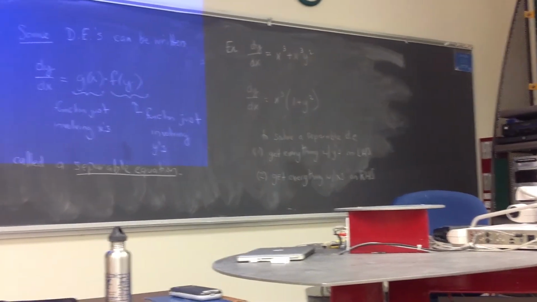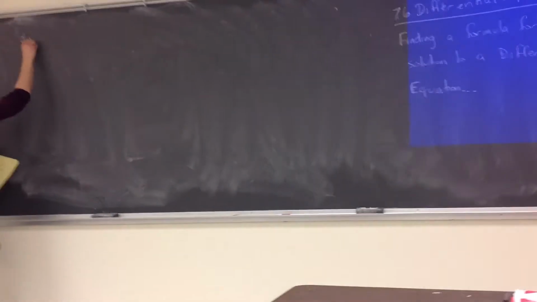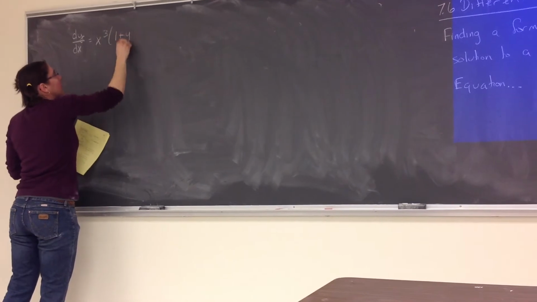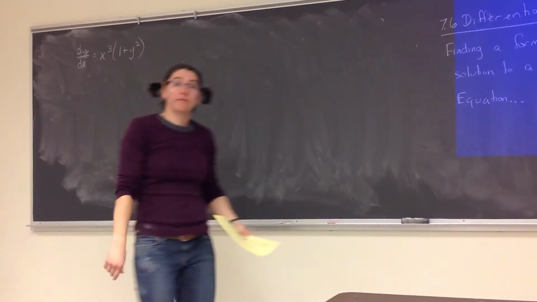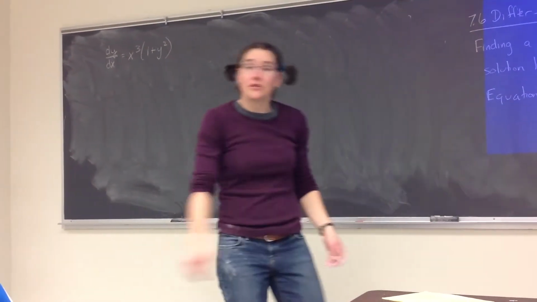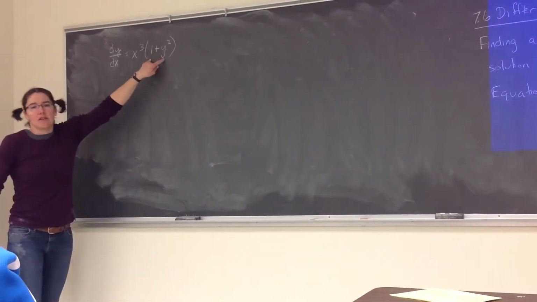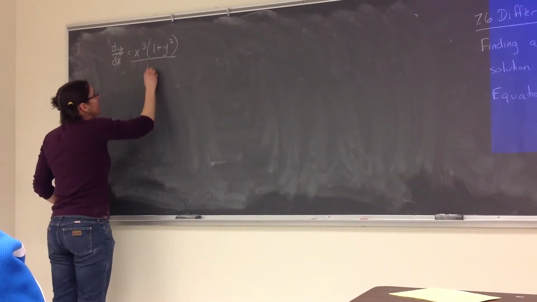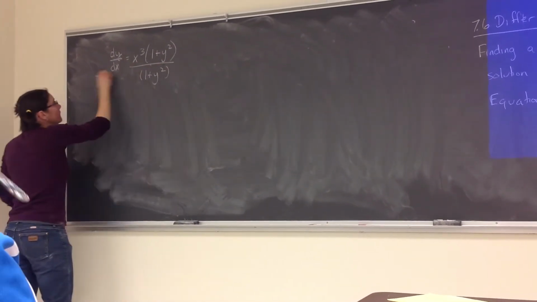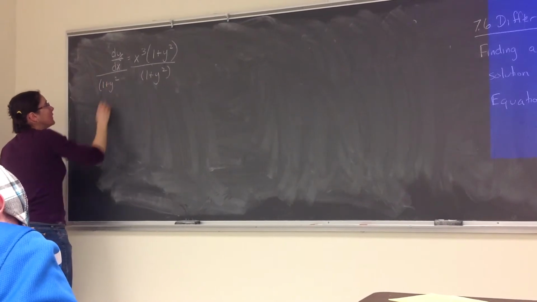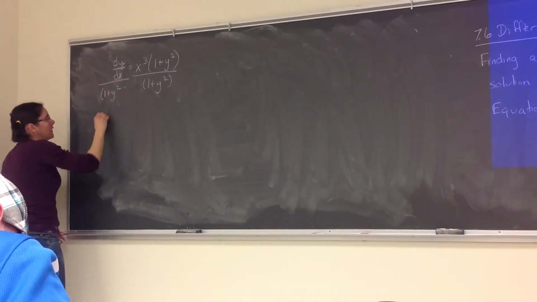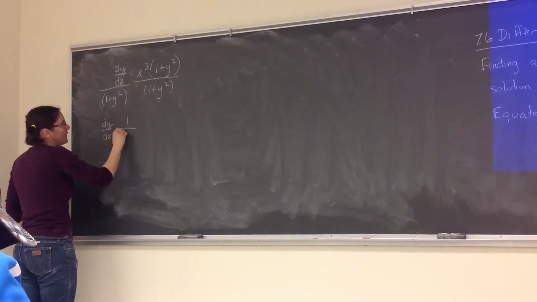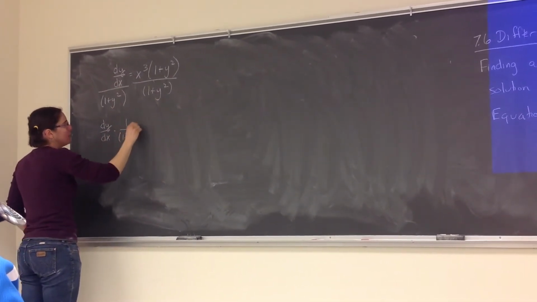Okay, so I'm going to rewrite my equation over here. I've got dy over dx is equal to x cubed times 1 plus y squared. Everything involving y's should be on the left-hand side, which means here it's 1 plus y squared. If I want to move it to the left side, I've got to divide. So on the left side, I have dy over dx times 1 over 1 plus y squared.